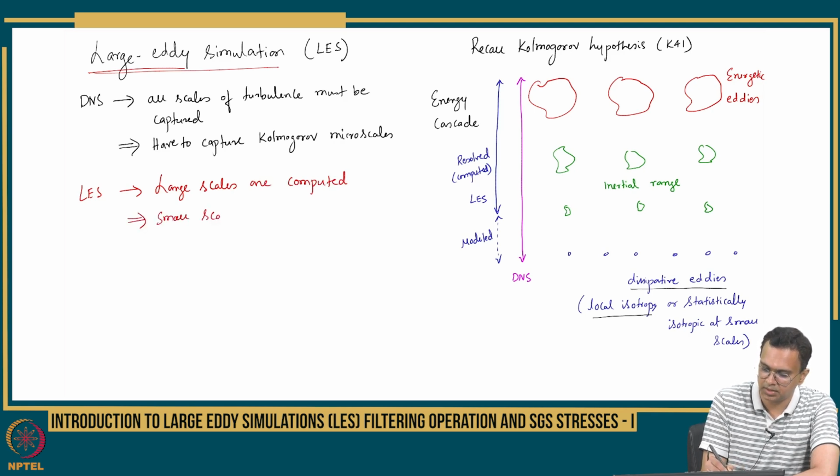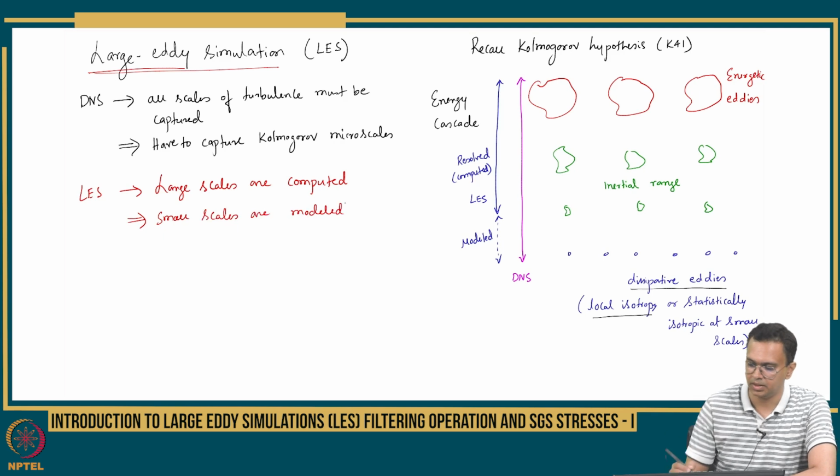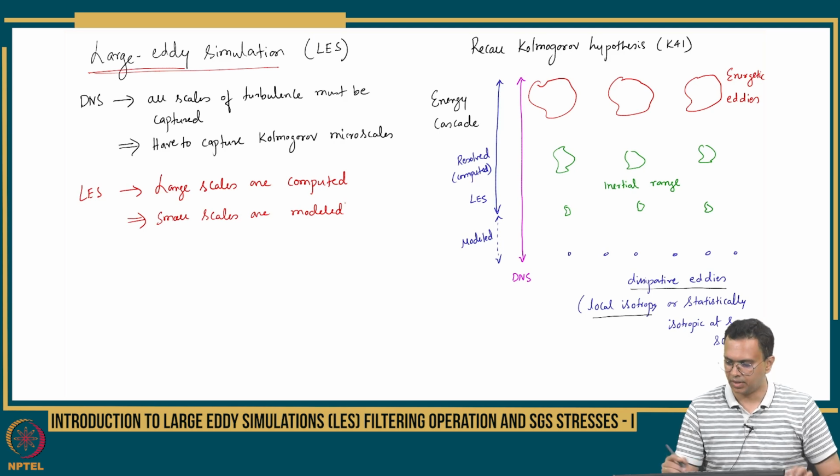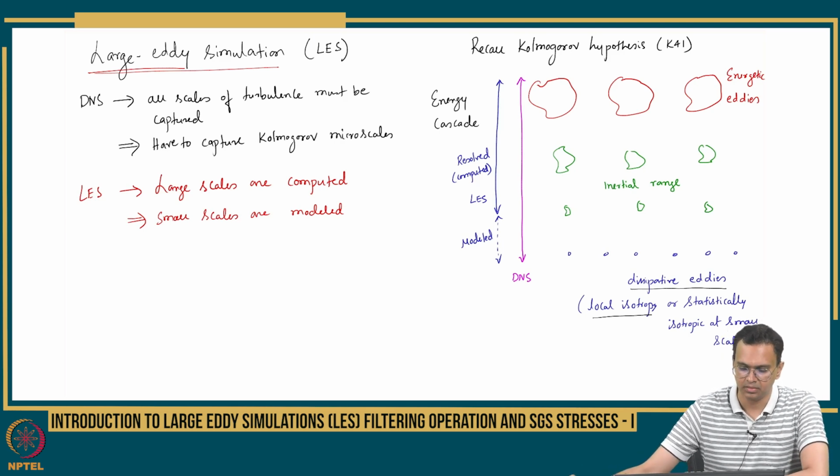The small scales, that is the dissipative eddies, are modeled, taking advantage of this local isotropy assumption. So there is no need to resolve all the way to Kolmogorov. We'll come to grid guidelines later, what we do in LES. So now we have to compare RANS and LES to proceed.